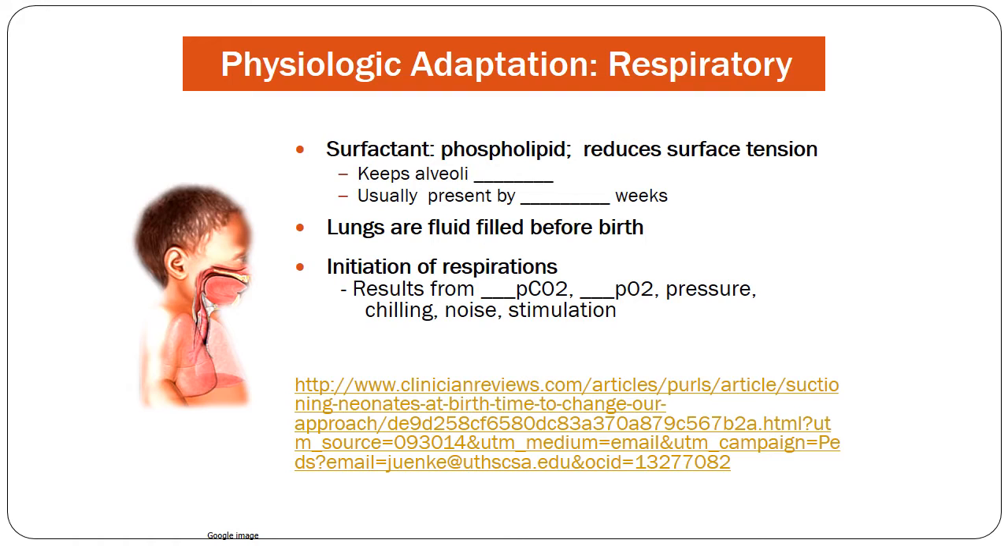And so you can imagine if you had a balloon that you blow up for a kid's birthday party and put a couple of drops of dishwashing liquid in there, it would make it much easier to blow up the balloon. So it keeps those little alveoli from collapsing. So it keeps those alveoli open. It's detectable at about 21 weeks of gestation and increases in amount after week 24. Initiation of respirations results from an increase in PCO2 and a decrease in PO2.